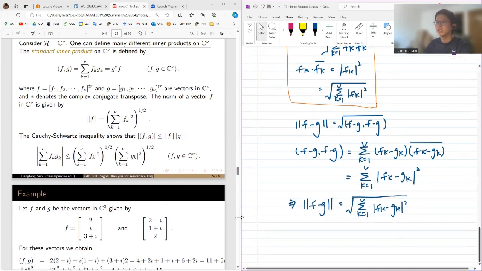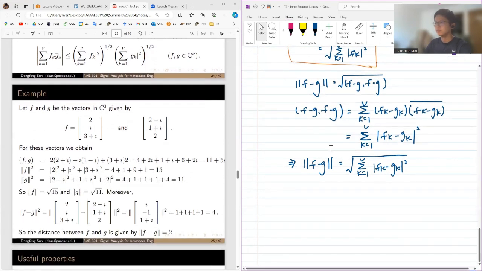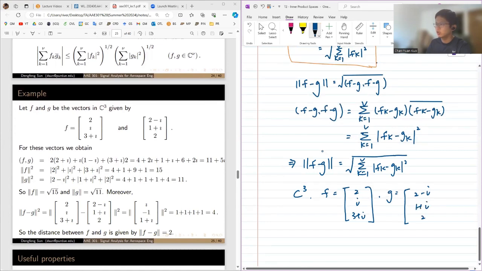All right, and now it's time for some examples. Let's look at these two vectors in C^3. f is equal to (2i, 3 plus i), and g is equal to (2 minus i, 1 plus i, 2).